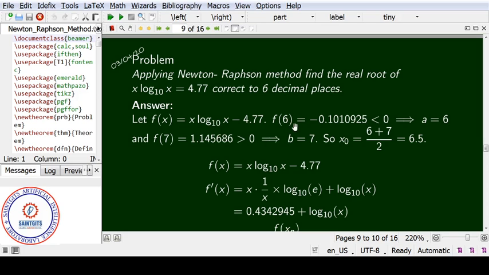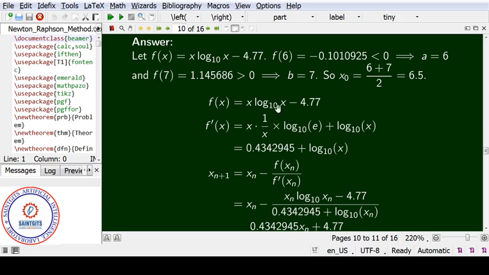Here f of 6 is negative, so I took a is equal to 6, and similarly f of 7 is positive, so this 7 is a positive argument. I call it b is equal to 7. So x naught is equal to the bisection of this interval with the limits 6 and 7. So 6 plus 7 by 2 is equal to 6.5. Now I write f of x and calculate f dash of x.